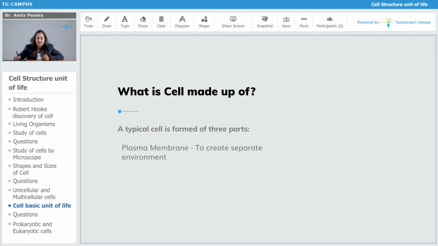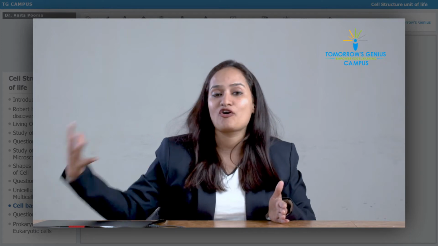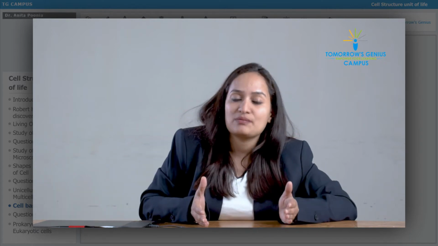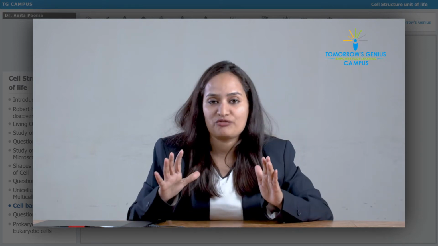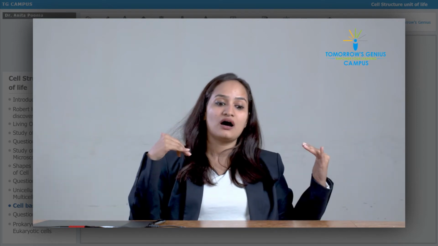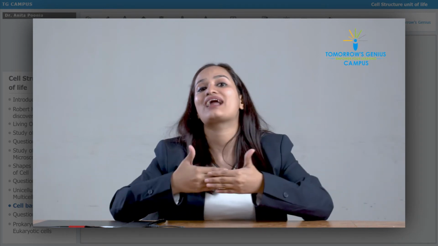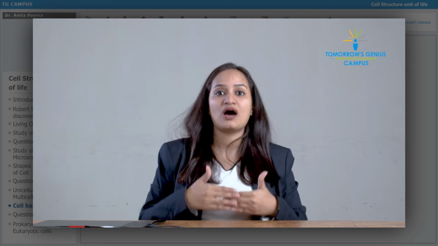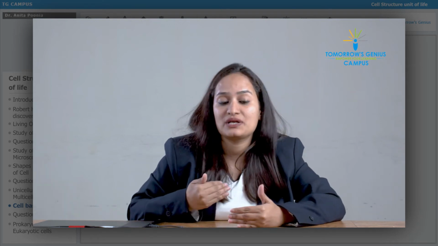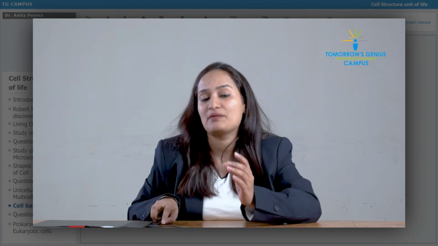Firstly, it's the plasma membrane. The plasma membrane is the one which creates the separate environment in the cell, which separates the inside of the cell from the external environment. So the plasma membrane is the first thing that the cell is made up of. It's basically a kind of door, just like in our house we have doors and windows that let us enter or exit our house, and that basically demarcates this is the inside, this is our house, and this is the outside. In the same way, the plasma membrane in the cell creates a separate environment for the cell.